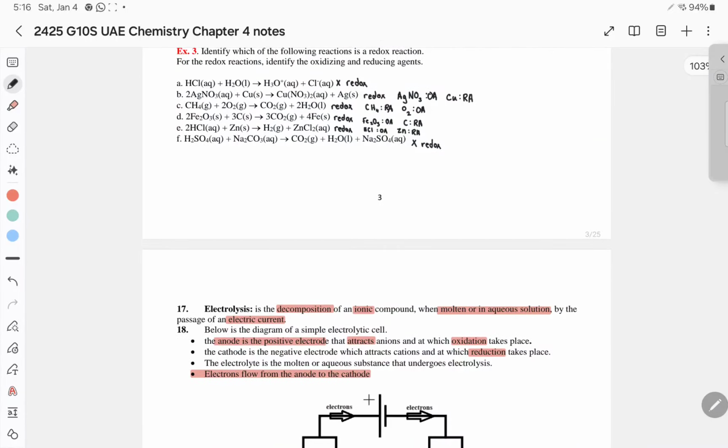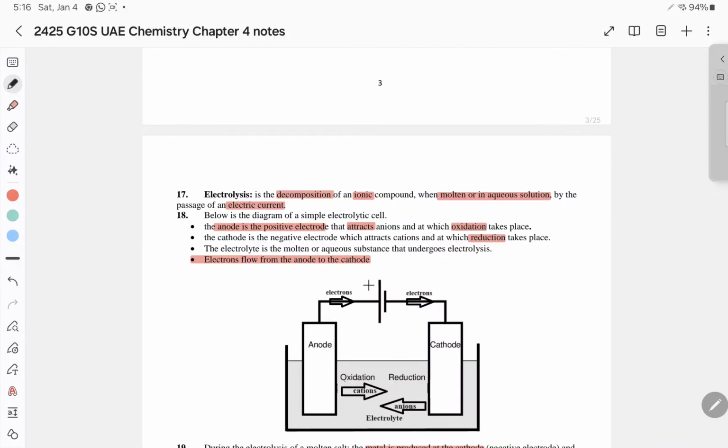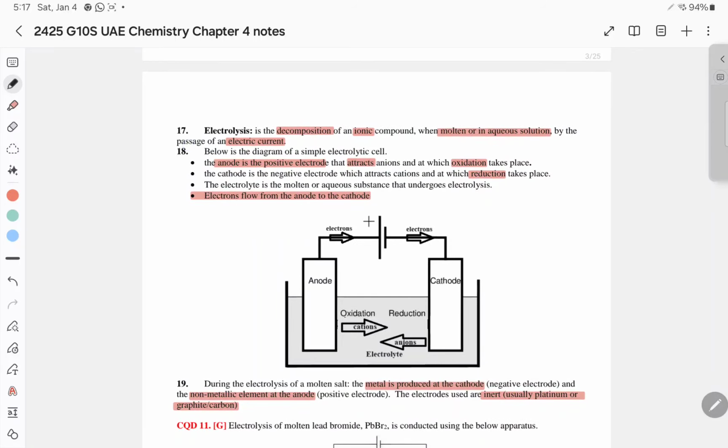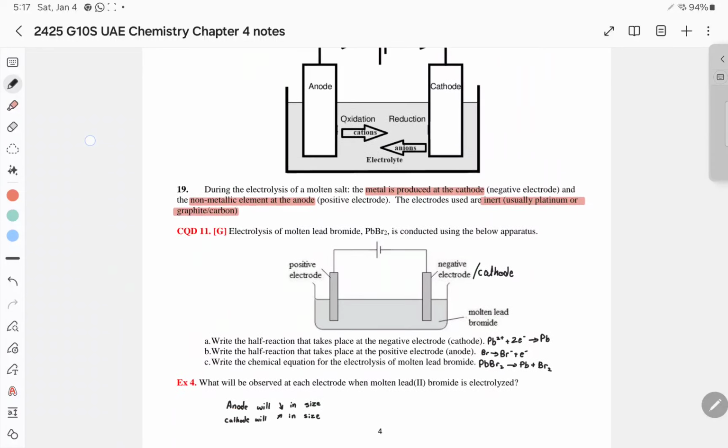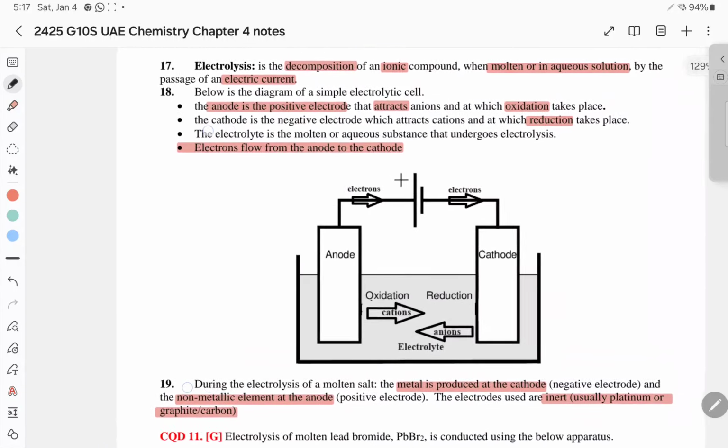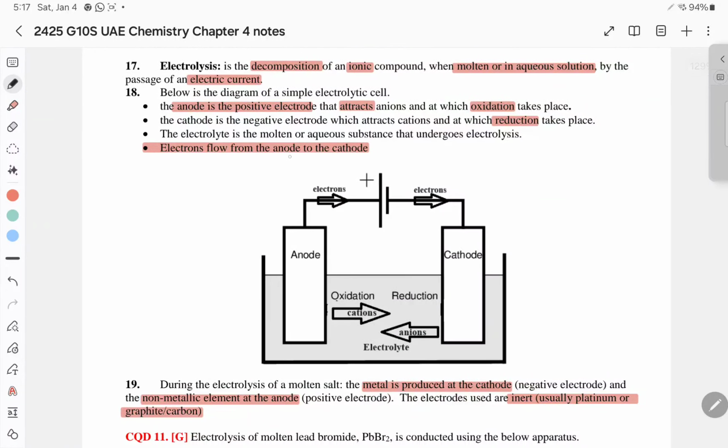Now I'm gonna go on to the electrolysis. What? I don't know how to speak. Anyways, electrolysis. It's when you decompose an ionic compound when it's molten or in an aqueous solution by passing an electric current. That's the definition. Memorize definitions always. Whatever is in bold, it's a word that you need the definition for it memorized. And we need to know that electrons flow always from the anode to the cathode. These are just some things you need to know.